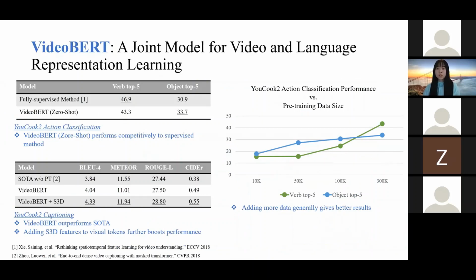Similar conclusions are observed for VideoBERT. On action classification under the zero-shot setting, VideoBERT performs competitively with supervised methods. On captioning, VideoBERT with fine-tuning outperforms the state-of-the-art, and is further improved when adding S3D features to video tokens. They also show that using more pre-training data generally gives better results.